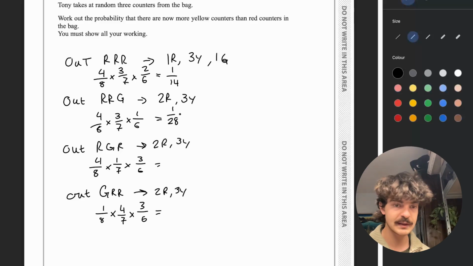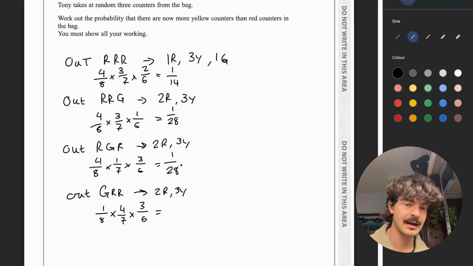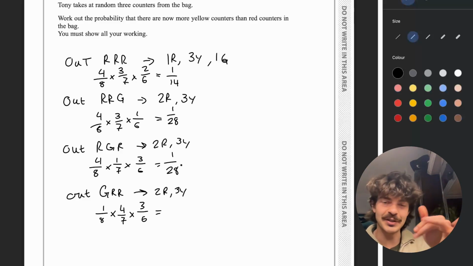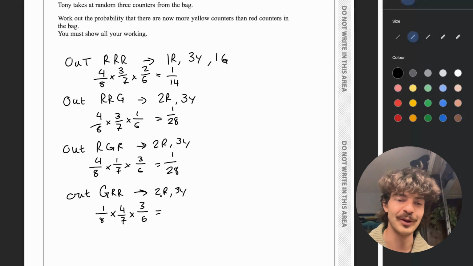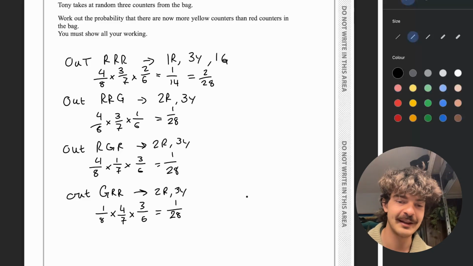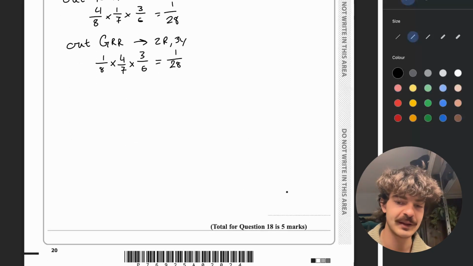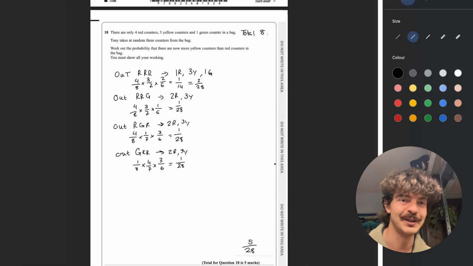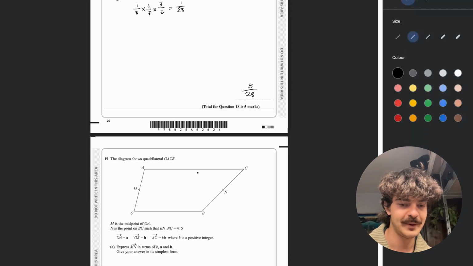Next up, 4 over 8 times 1 over 7 times 3 over 6, 1 over 28 again. And last but not least, well, this is actually just going to yield the same value once again. We've just changed the order of the 1, 4, 3 in the numerator. So actually you'd get exactly the same value. This here is the same as 2 over 28. So we've got 2 28ths plus 3 28ths down here, giving us a final value of 5 28ths. Whew, that's tough. That was a very interesting and unique question. But well done.